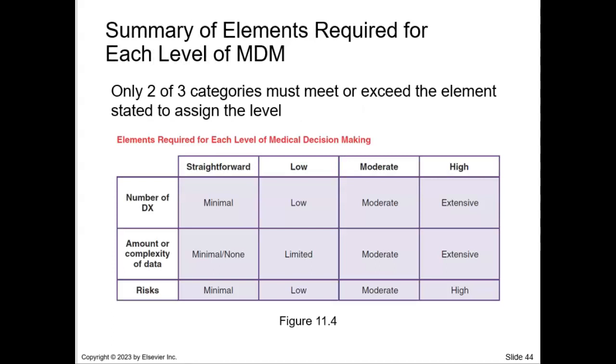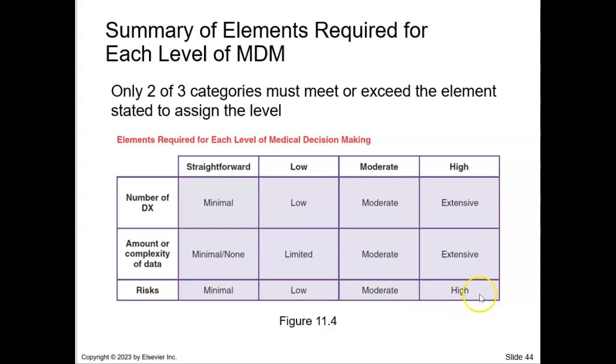Okay, so once you get your different levels, the number of diagnoses could be minimal, low, moderate, or extensive. You also have the complexity, which could be minimal, limited, moderate, extensive, and the risk: minimal, low, moderate, high. Once you have each of them, let's say a patient comes in and they have an extensive amount of diagnoses, the complexity was moderate, but the risk was high.